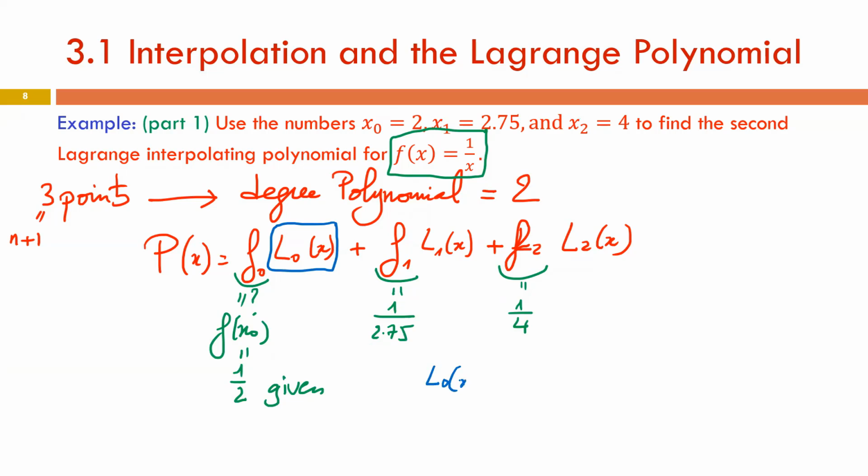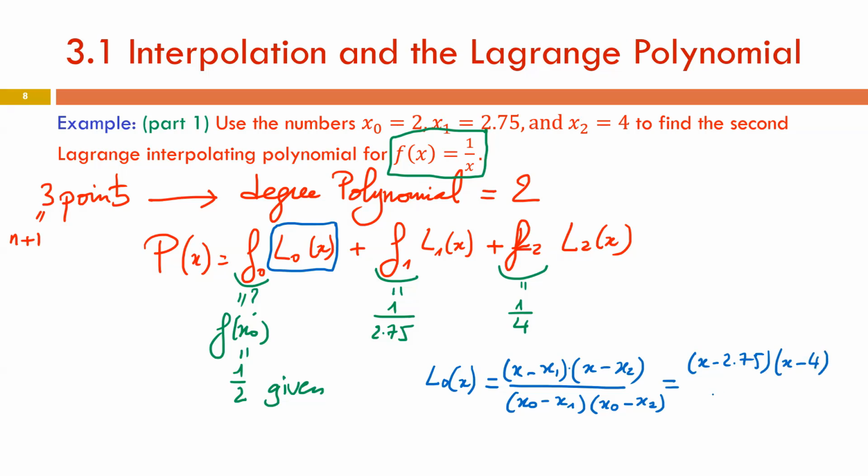How do we get L0 of x? What is the formula? It will be x minus x1, good, times x minus x2, over x0 minus x1 times x0 minus x2. So it's x minus 2.75 times x minus 4 over 2 minus 2.75 times 2 minus 4. And we calculate this. You distribute and you simplify. What is L1? It will be x minus x0 multiplied by x minus x2, divided by x1 minus x0, x1 minus x2.